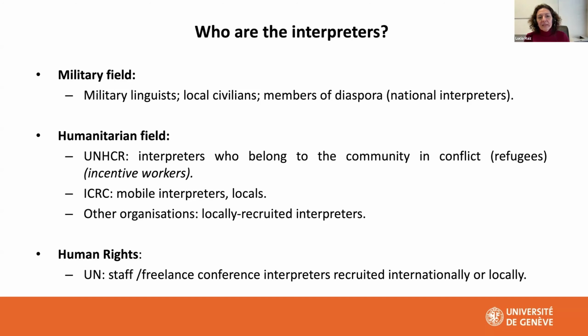Then in the humanitarian field, you have different profiles. In the case of the UNHCR, the interpreters often belong to the community in conflict. They have the same status, they are refugees, and they are called incentive workers. In the context of the ICRC, they are mobile interpreters because the ICRC wants to avoid having interpreters who belong to the community, but sometimes they have to recruit locals as well. And in other organizations, interpreters are locally recruited, most of them, I would say.